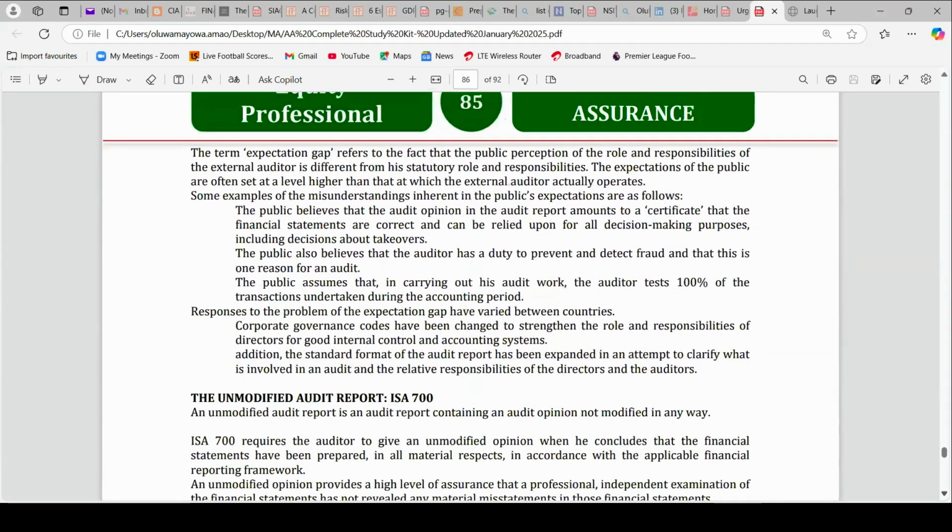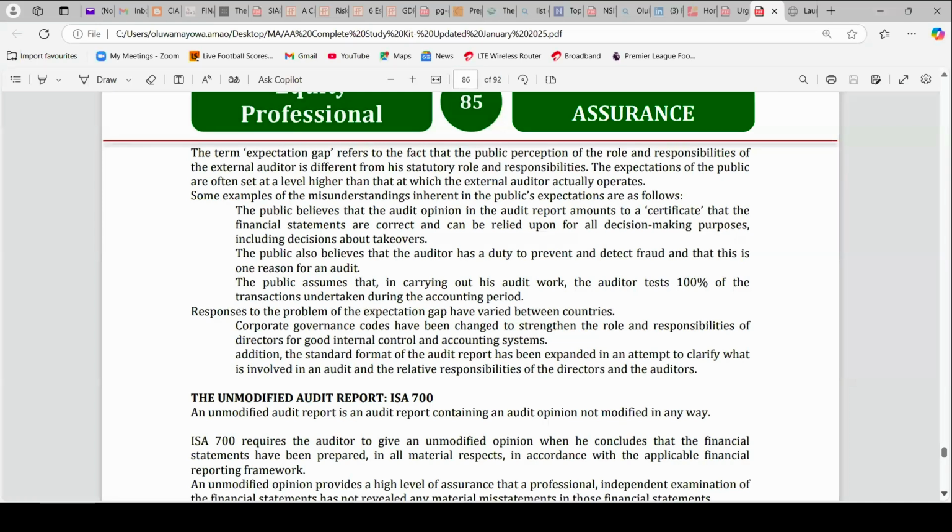Now, based on all this expectation gap, it creates liability for the auditor. And there are three main liabilities as a result of this expectation gap. I've said that the expectation gap is what the public believes the auditor should do as against what the auditor is required to do based on the profession. So the public is thinking this, meanwhile the auditor is doing this. So this gap is expressed in three main ways.